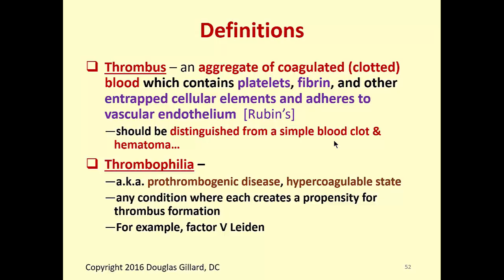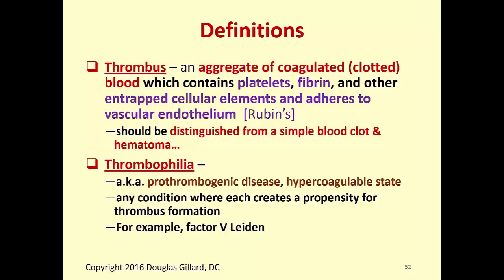Thrombophilia, that's a term that we need to talk about. An AKA would be a prothrombogenic disease. Hypercoagulable state, thrombophilia, these are all pretty much AKAs. So it's any condition which creates a propensity for thrombus formation, or any condition that you happen to have that increases your chances of thrombosis.